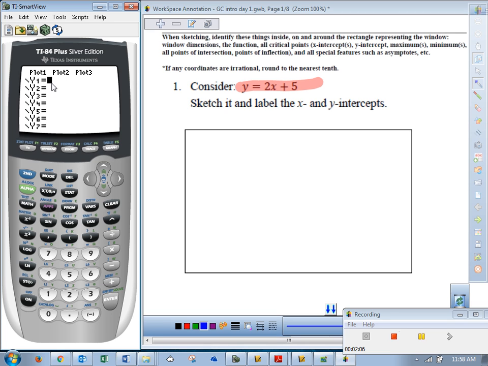See my cursor just blinking right here? So what we're going to do is we're going to type in what we see, 2, and here's your x button right here. It's right underneath the mode. It's this guy right here, x plus 5. Cool with that?